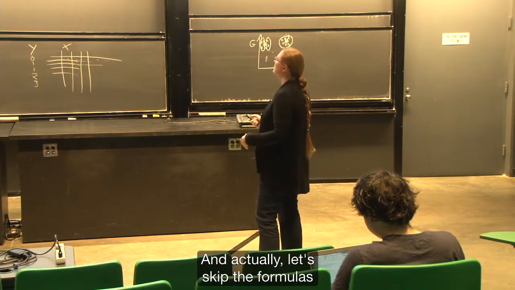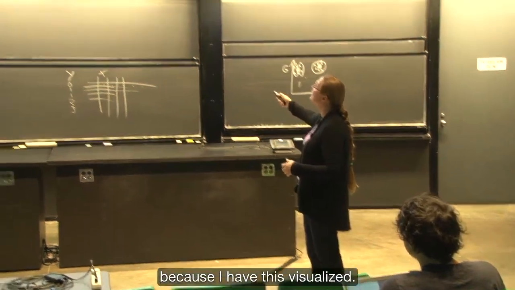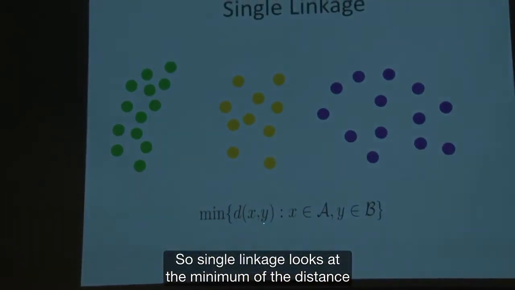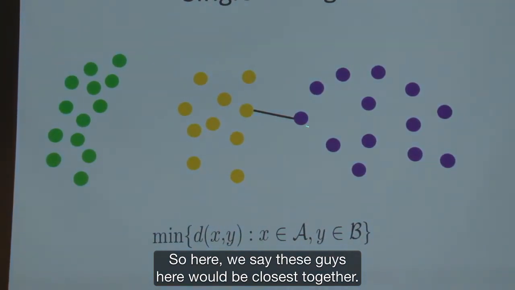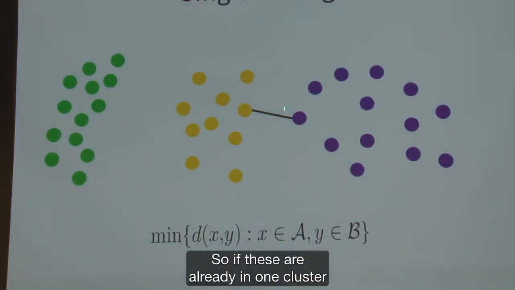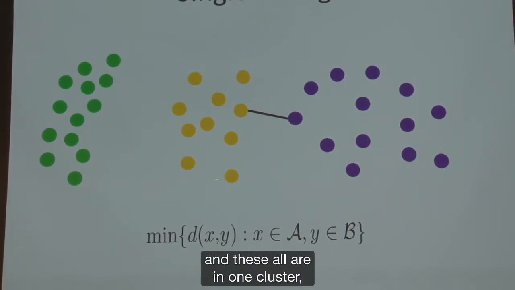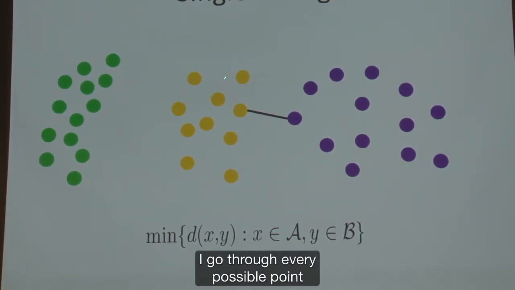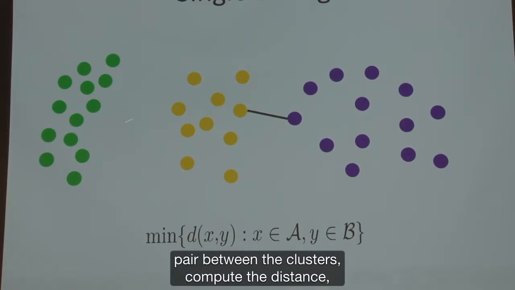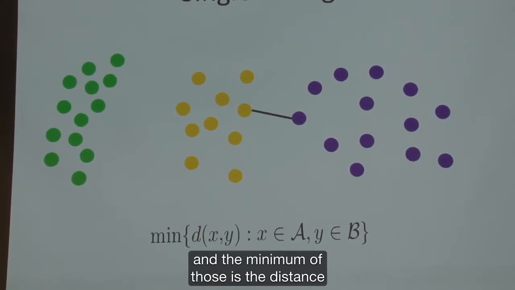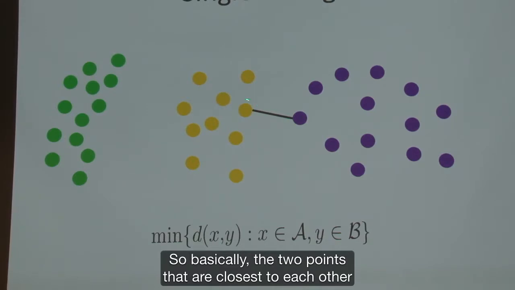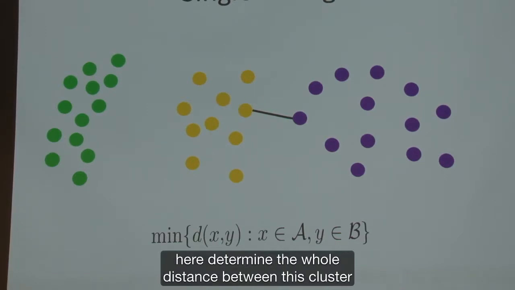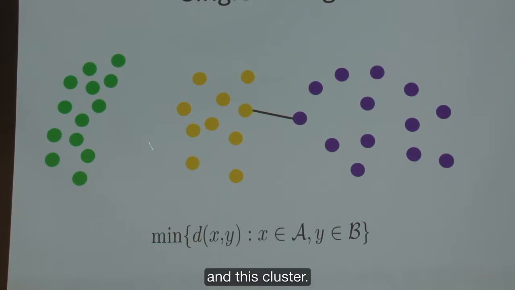And actually, let's skip the formulas because I have this visualized. So single linkage looks at the minimum of the distance to the cluster. So here we say these guys here would be closest together. So if these are already in one cluster and these all are in one cluster, I go through every possible point pair between the clusters, compute the distance, and the minimum of those is the distance between these two clusters. So basically the 2 points that are closest to each other here determine the whole distance between this cluster and this cluster.